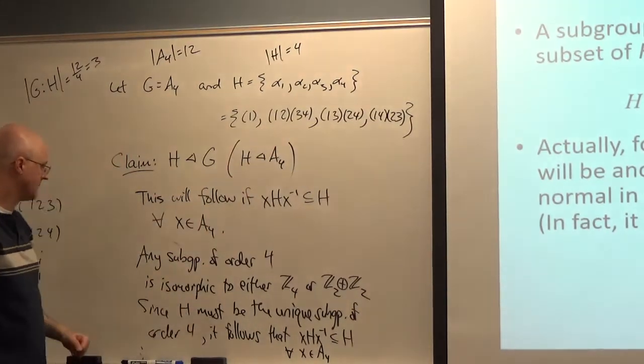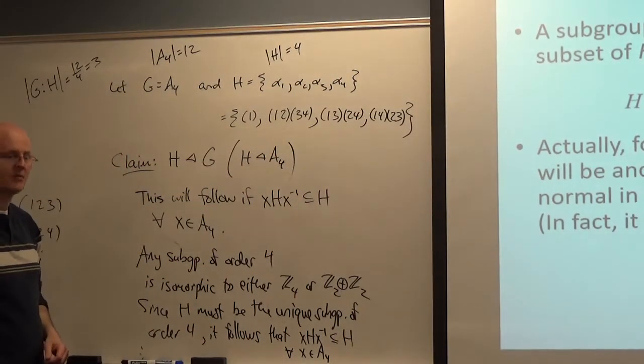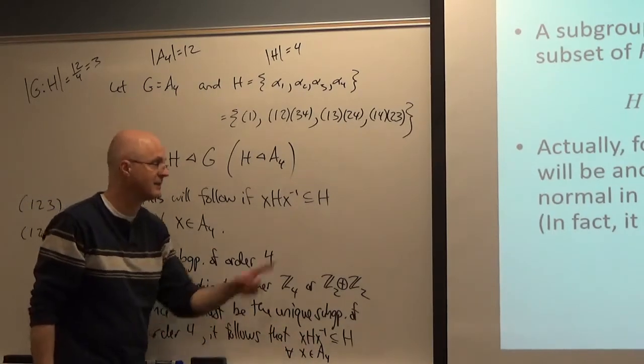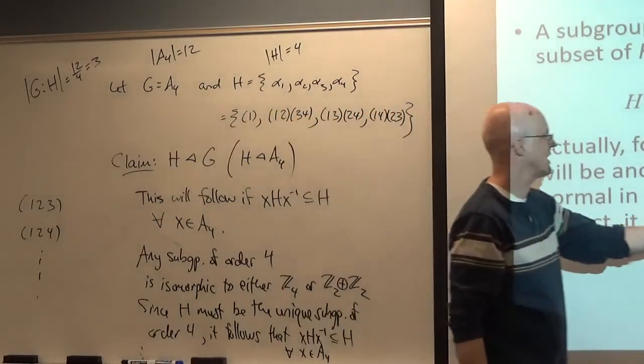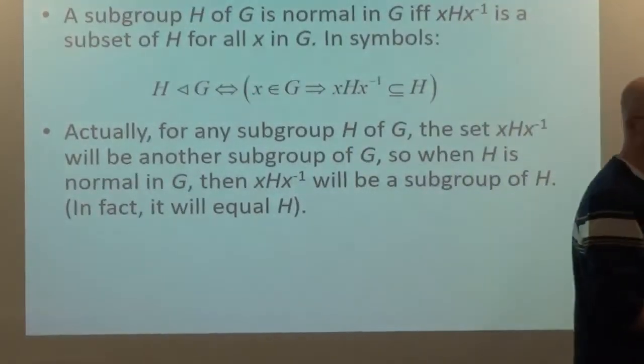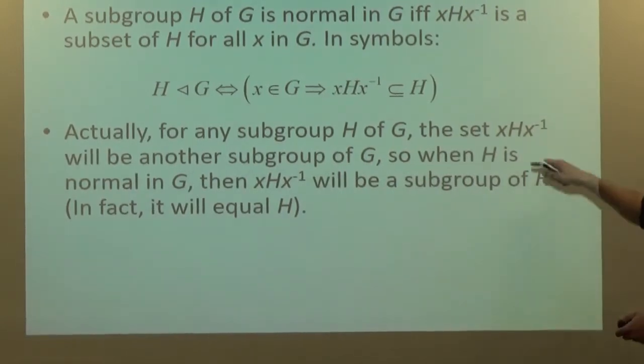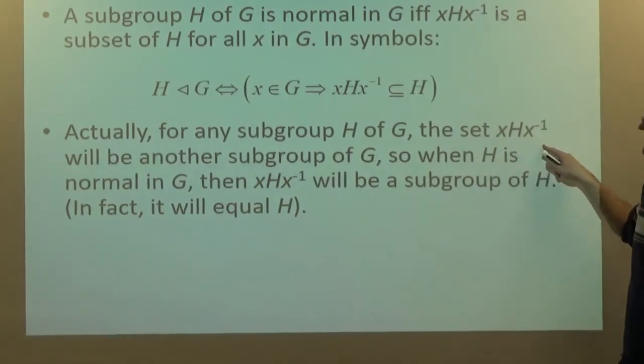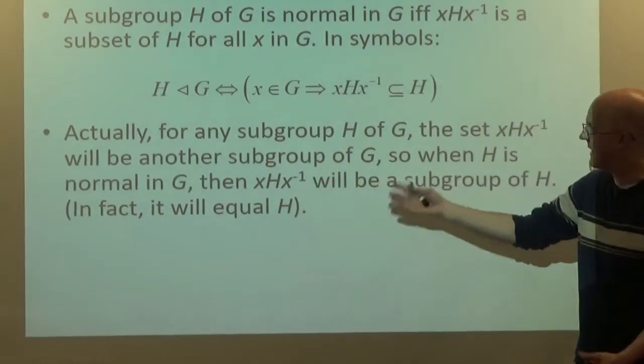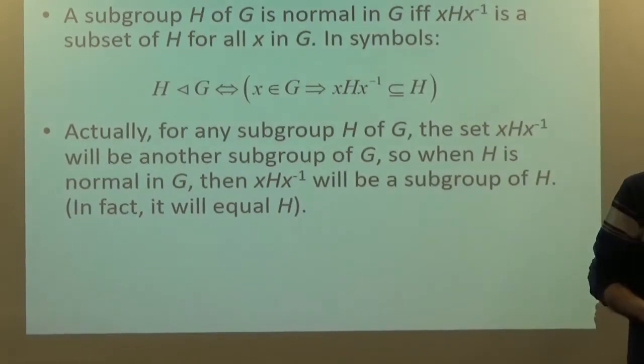H must be the unique subgroup of order 4 in A4, and therefore it follows that this is true by this bullet here, that x H x inverse is going to be a subgroup of H. Subset, in fact, even equal to H, when H is normal in G. Well, okay, so I was using this first fact actually. x H x inverse is going to be another subgroup of G, but in this case, it has to equal H.